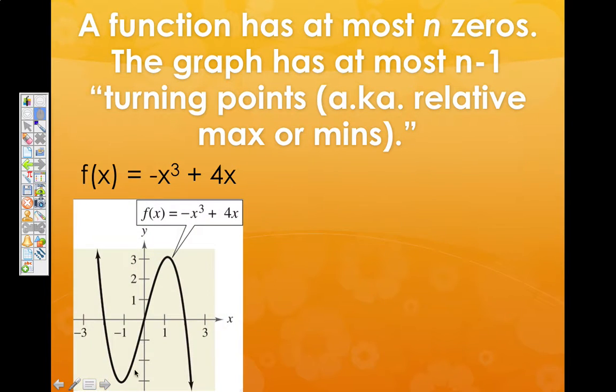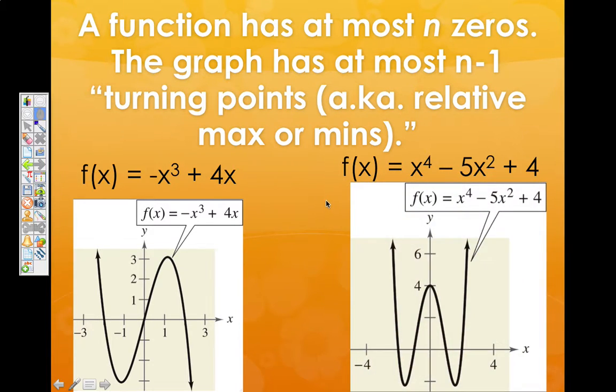And again, here's the graph. 3 zeros, it changes direction twice, it has 1 max, 1 min. And we say relative max and min because you can't see the absolute max or min because of these arrows. And again, degree 4 has 4 zeros, has 3 turning points.